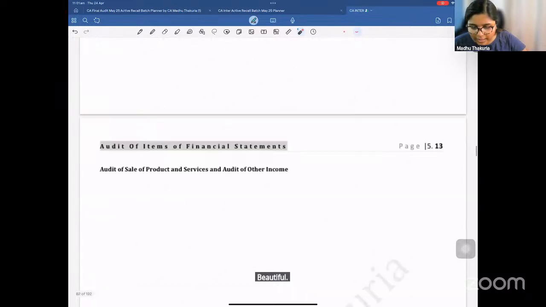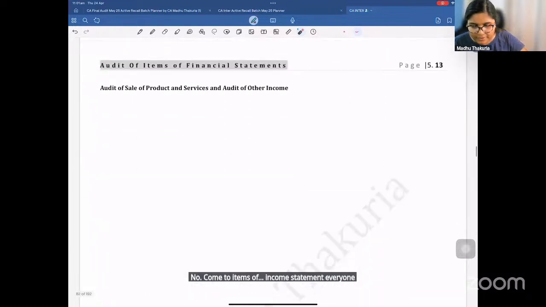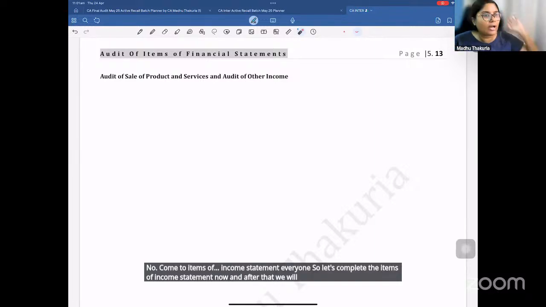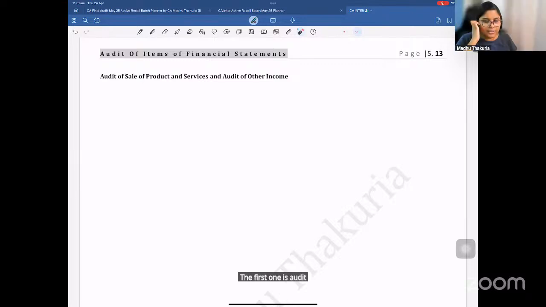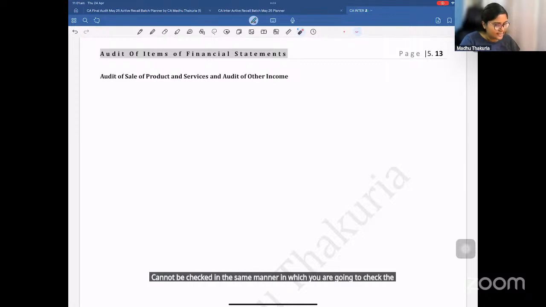Now, come to items of income statement, everyone. Let's complete the items of income statement now, and after that, we will revise thoroughly the entire items of income statement. Done? The first one is audit of sale of products and services and audit of other income. Two different items, absolutely. Other income cannot be checked in the same manner in which you are going to check the sales.